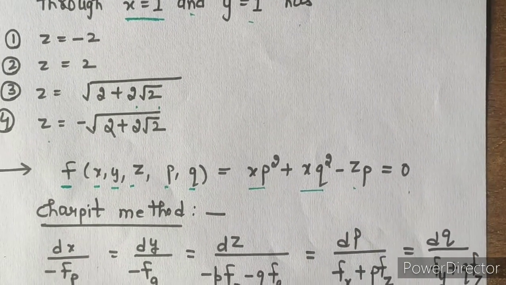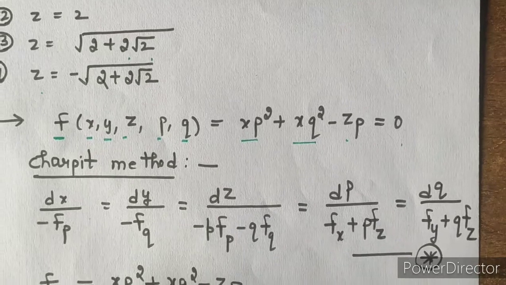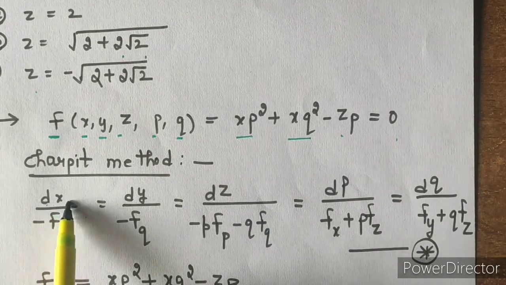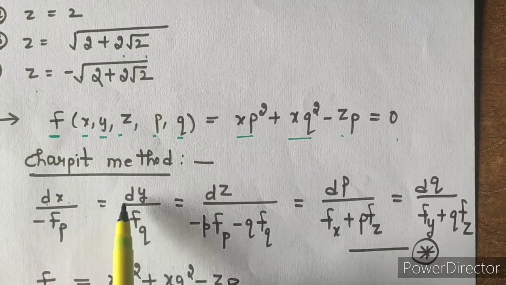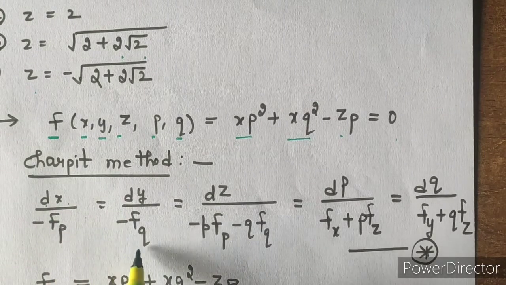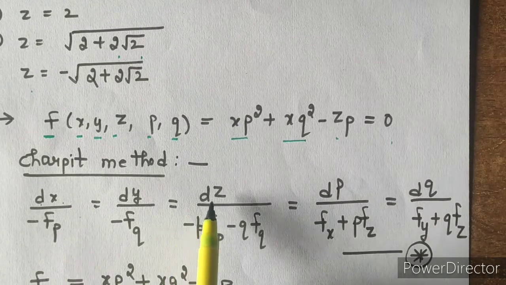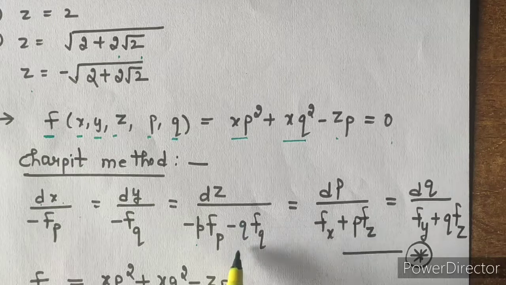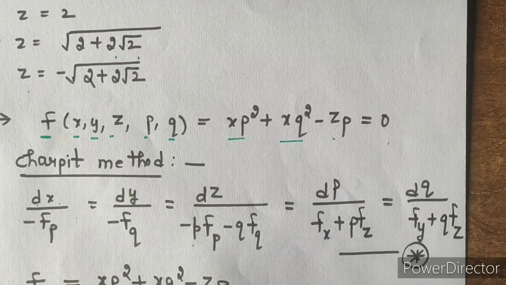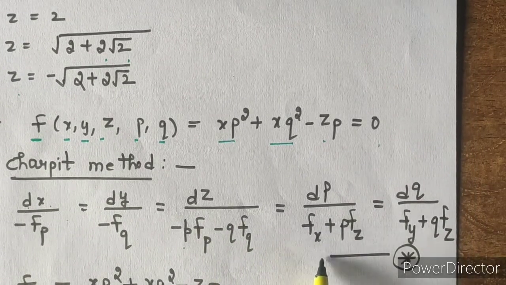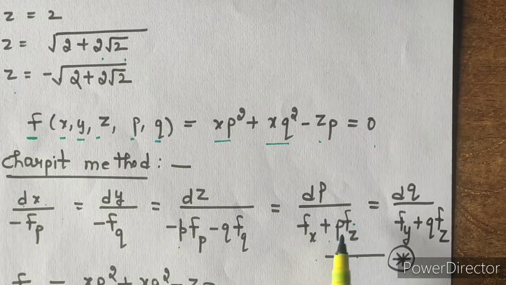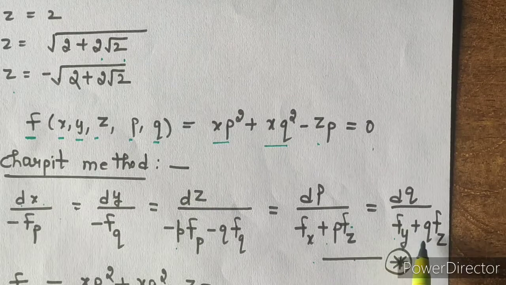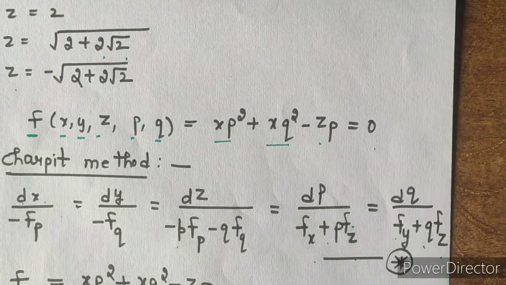By using the Charpit method, what is the Charpit method? The Charpit method is that dx divided by minus f_p is equal to dy divided by minus f_q is equal to dz divided by minus p f_p minus q f_q is equal to dp divided by f_x plus p f_z, and is equal to dq divided by f_y plus q f_z.